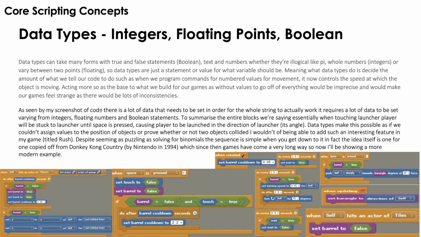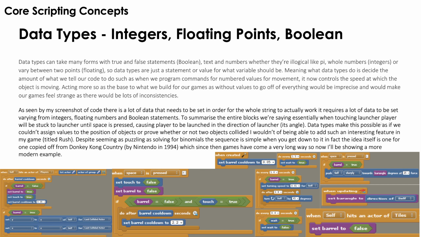As seen by my screenshots of code, there is a lot of data that needs to be set in order for the whole string to actually work. It requires a lot of data to be set, varying from integers, floating points, and Boolean statements. To summarize the entire block, we're saying essentially when touching launcher, player will be stuck to launcher until space is pressed, causing player to be launched in the direction of launcher.